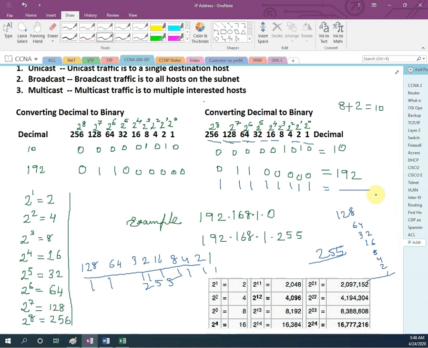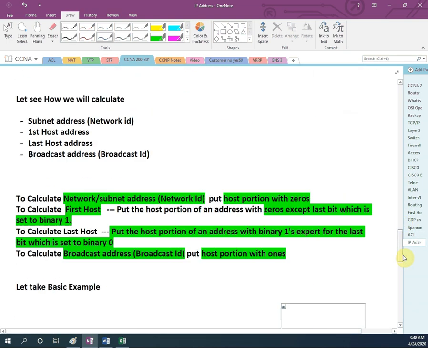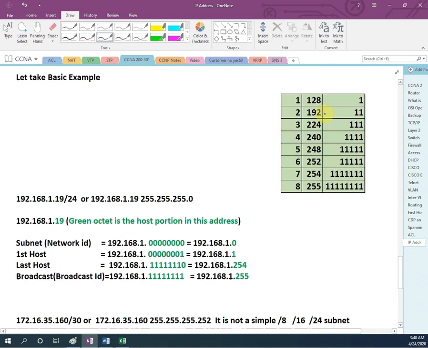Let me show you. See here, I created this table. If we have 1s starting from the left hand side, because we have 128, 64, 32, then 16, 8, 4, 2, 1. If we have one 1 from the left hand side, it is 128. If we have two 1s, I add this one, so it becomes 192. So I wrote 192.